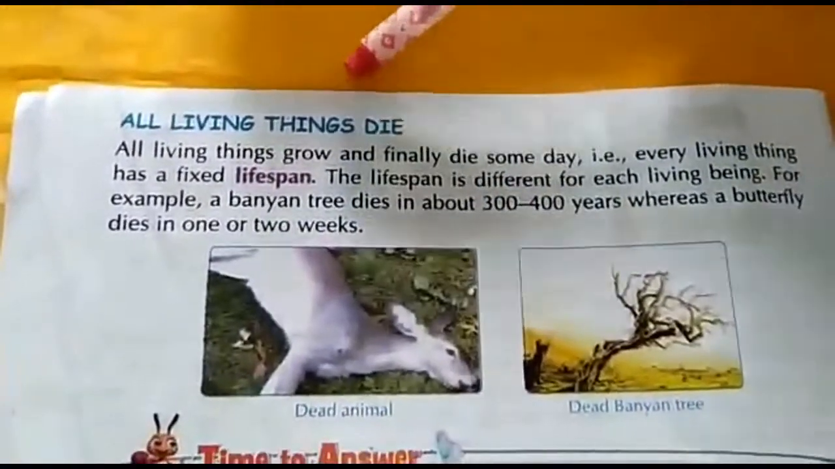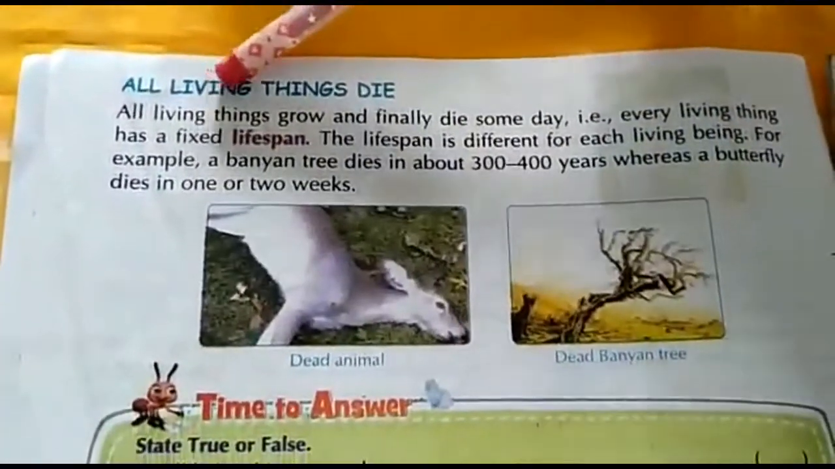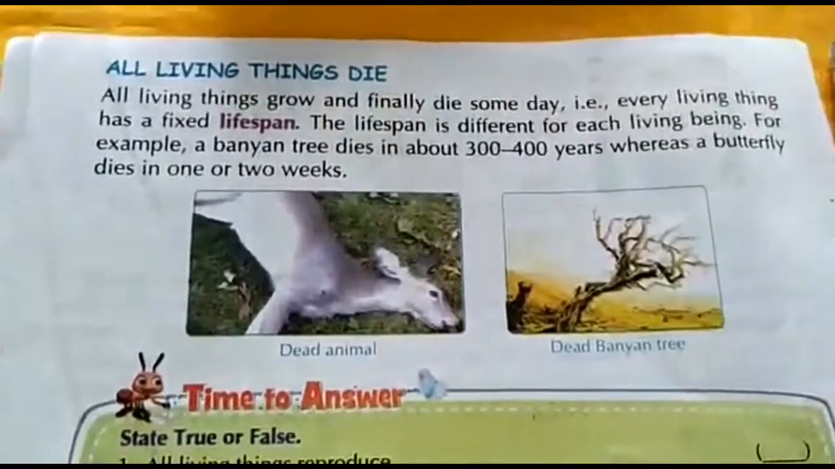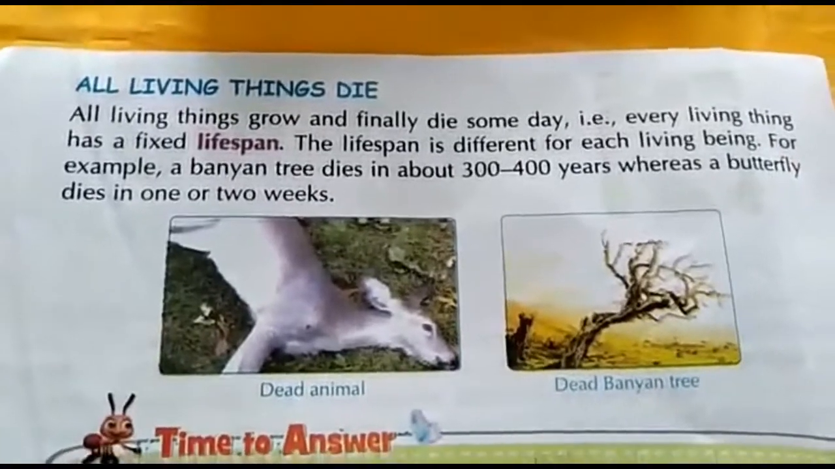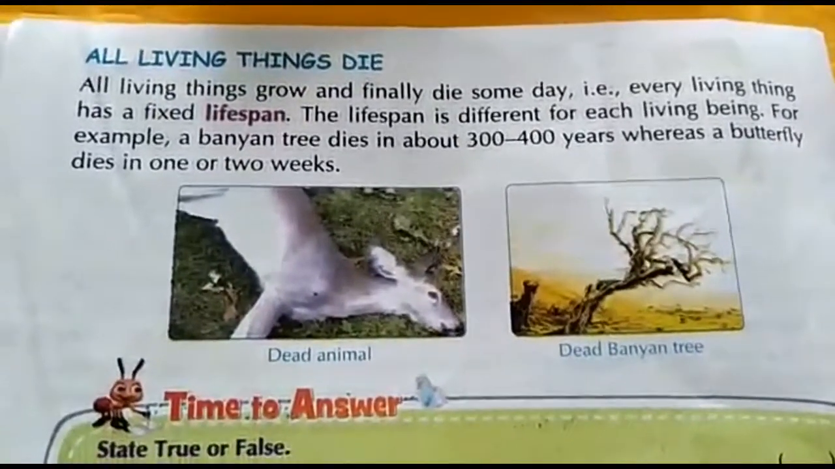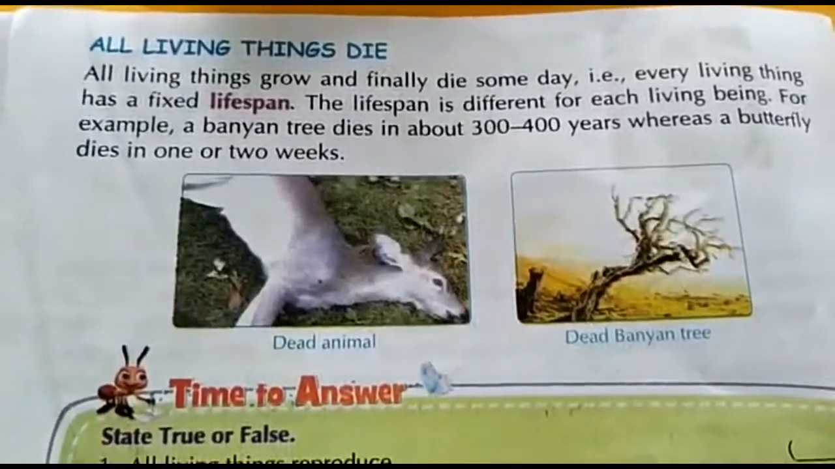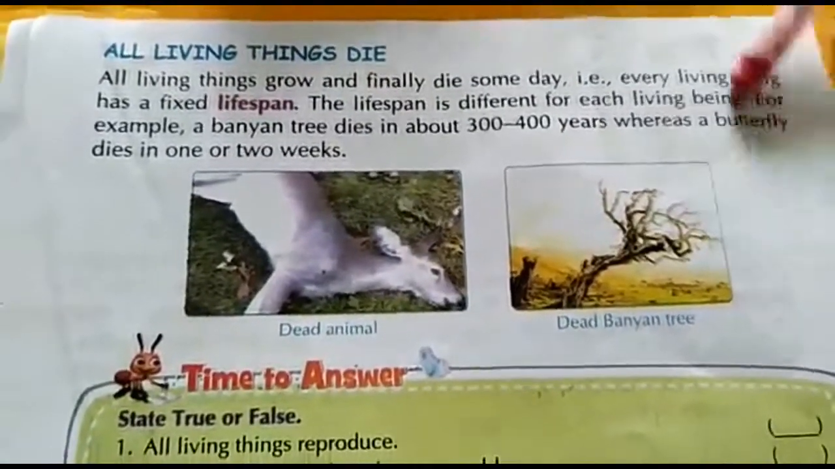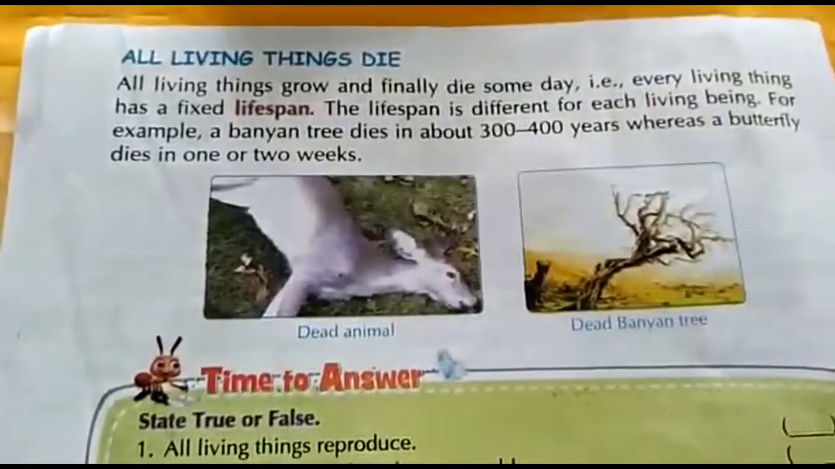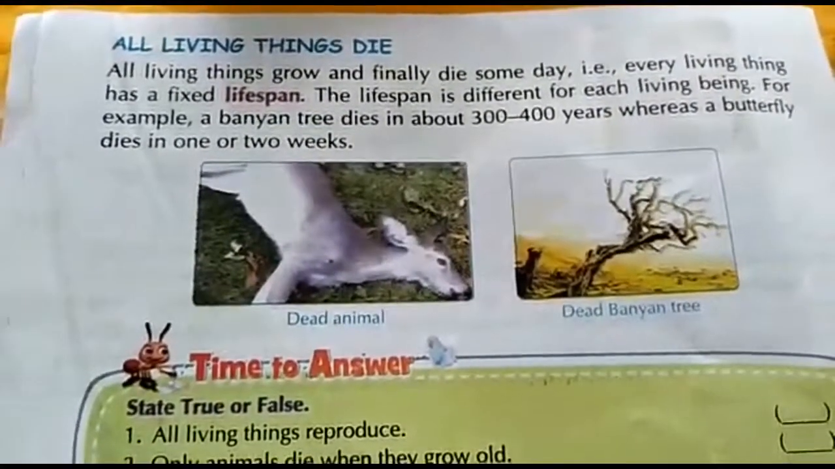Another feature of living things: all living things die. After a certain age, all of them will die. Is it or not? Yes. We have observed so many dogs dying in the summer or winter, any time. Like that, all living things grow and finally die some day.